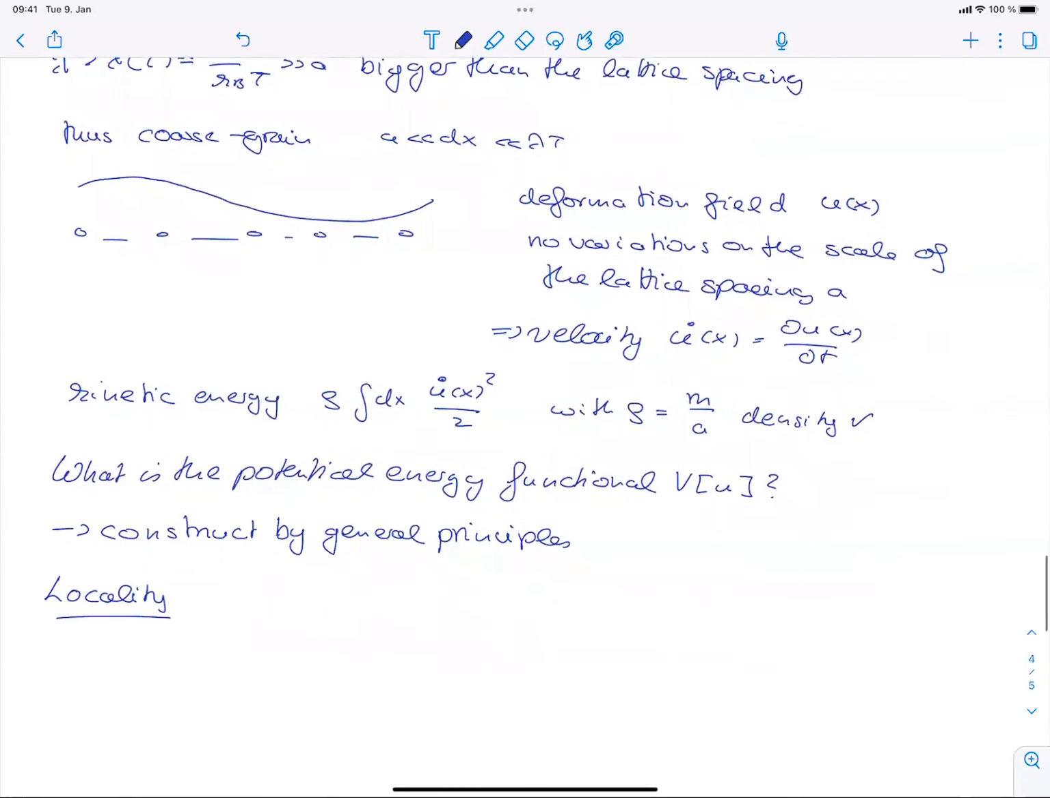Locality expresses that the interaction between my particles is somewhat short range. I mean, they're nearest neighbors, next nearest neighbors, maybe next next nearest neighbors, but they will eventually die out and not be infinite range. Why is this important? Because it tells me that I can make an expansion in terms of u and its derivatives, but I know that the higher order derivatives, which would capture a very long range interaction, will be less important. So the higher the order of derivatives, the less important they should be. This is what follows from locality.